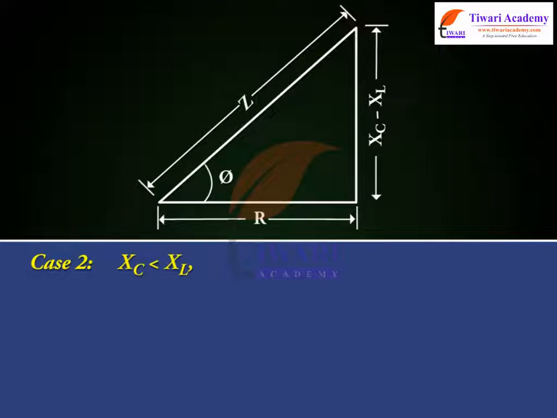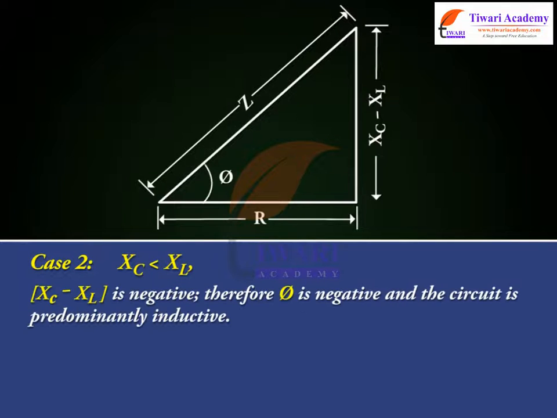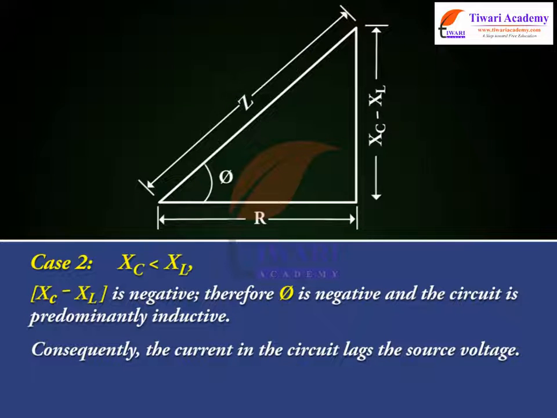Case 2. XC is less than XL. XC minus XL is negative. Therefore, phi is negative and the circuit is predominantly inductive. Consequently, the current in the circuit lags the source voltage.